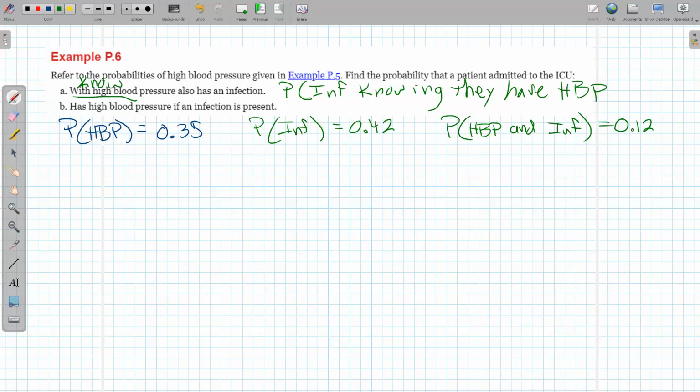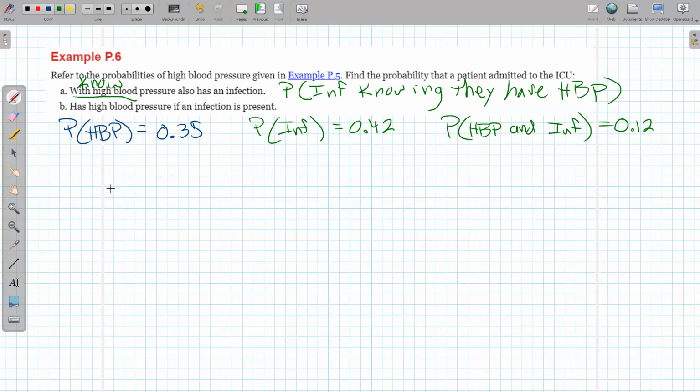Another way to state that. Let me make sure I'm reading that right. This is why I went into math, not English. Math is more precise. Often with these probability problems, I have to read the situation multiple times, trying to figure out what they're saying. Find the probability that a patient admitted to the ICU with high blood pressure also has an infection. Okay, so we have a patient in the ICU with high blood pressure.